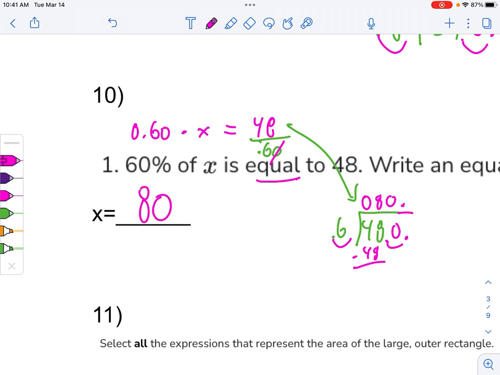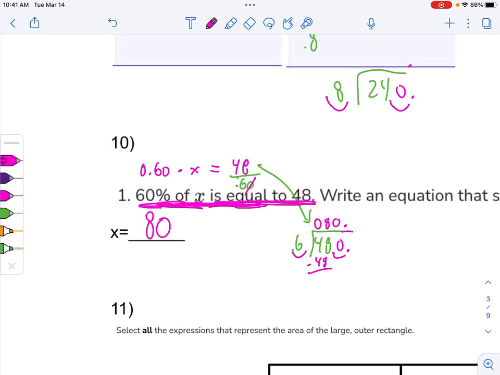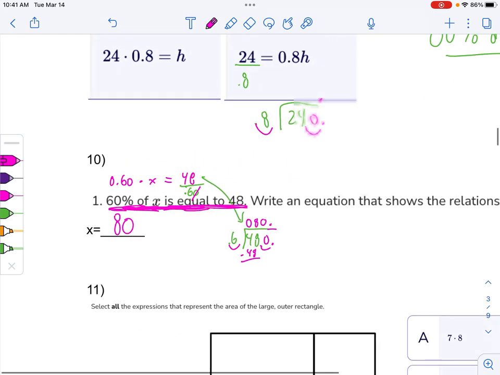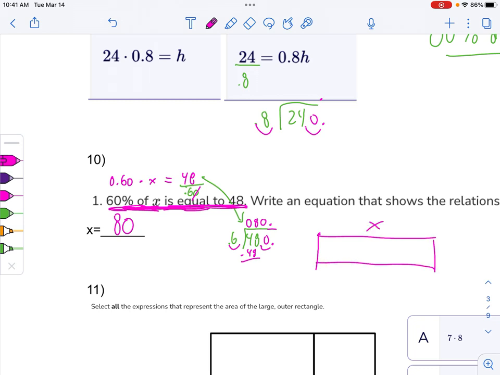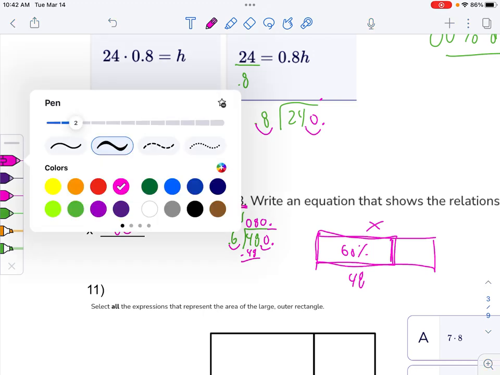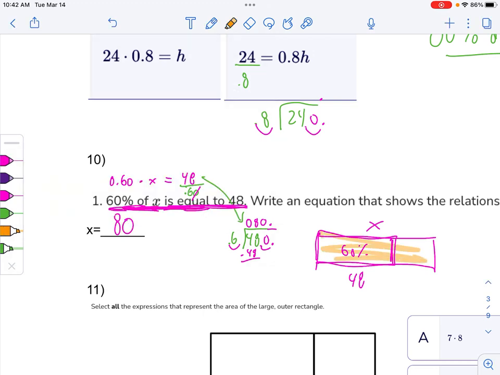Now I'm going to ask myself, is this reasonable? 60% of some number is 48. I do not know what the number is. So I have some number, just to draw this. My value is x. I have some number, and 60% of it, which is just over half, the value of that chunk right here is 48. So they're asking for the whole thing. They want to know all of this. So is 80 reasonable for all of this?